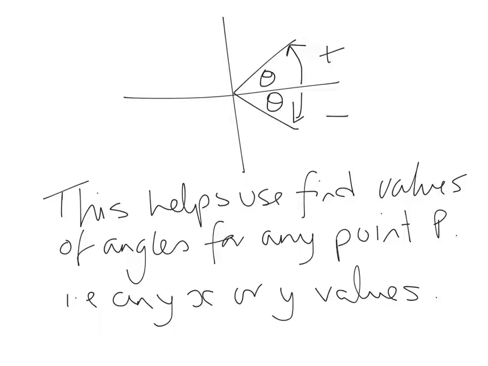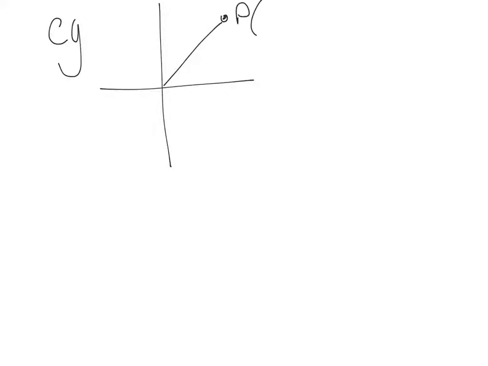I'll give you an example of that. Okay, an example. So we have a point P, we have a radius r if we take a line from the centre out to P. X is 4 and y is 3.